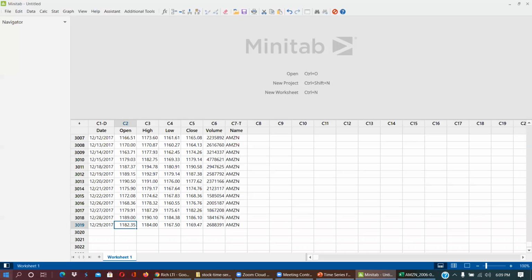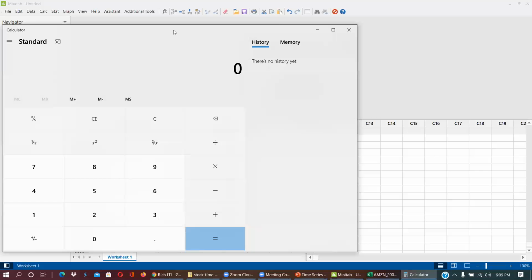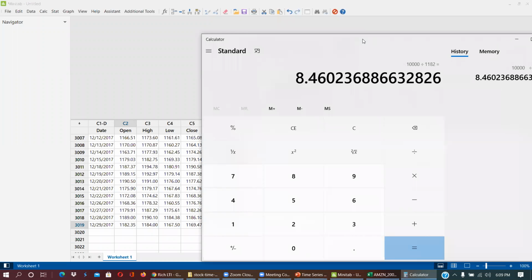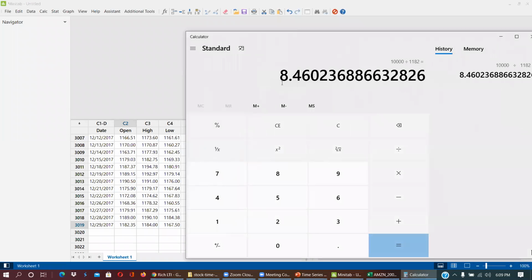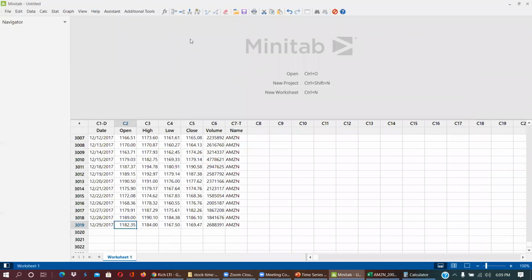I'm just going to use very simple mathematics with my calculator. Let's say I have 10,000 bucks divided by 1182. I'm going to get almost 8.5 stocks if I invest in Amazon.com in December 2017 and I don't need this money for a year. What is the return? What is the profit I'm going to get at the end of the day after 365 days? So I'm just going to do a very simple analysis.